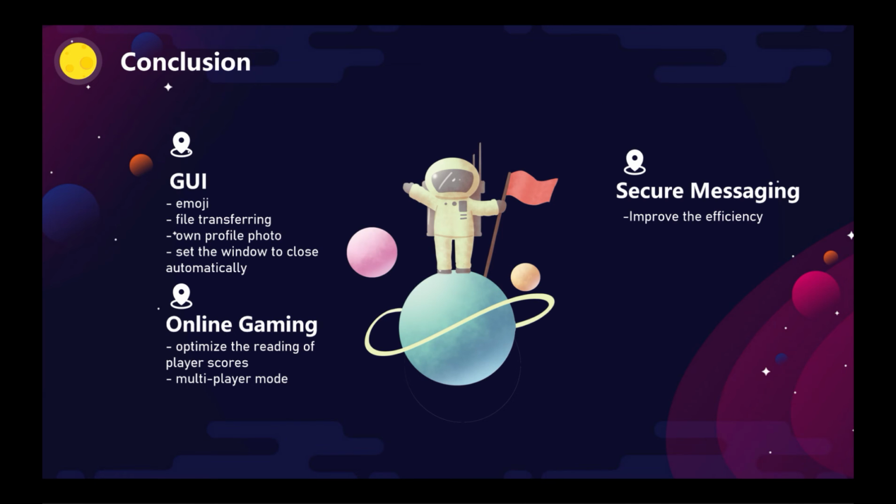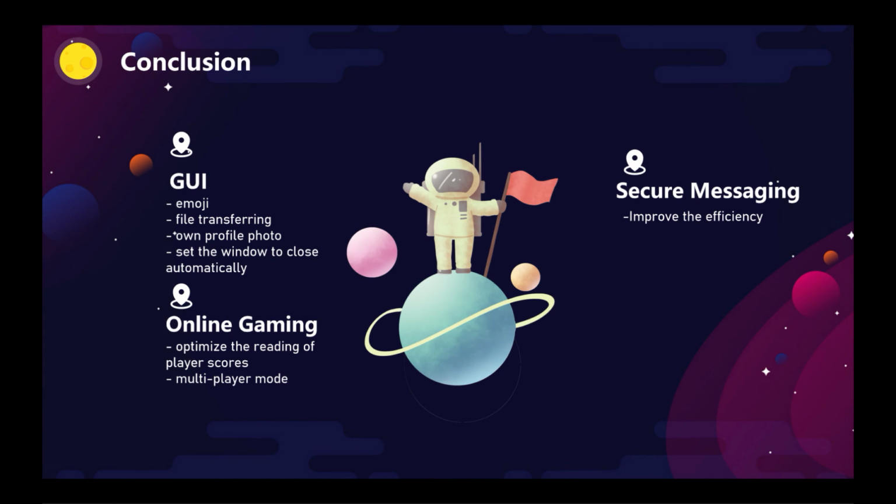In conclusion, in this project, I optimized the original graphic user interface, added the online gaming function and its ranking and scoring system, and also the RSA encryption and digital signature to protect the security of the communication. But there are still many improvements that need to be made. For the GUI, emoji, file transfer, and other settings can facilitate communication. And a user's unique profile photo is also an interesting feature, but I didn't have time to do it.